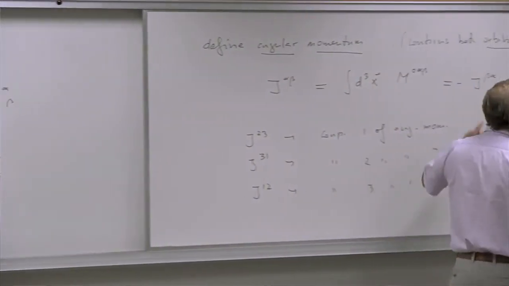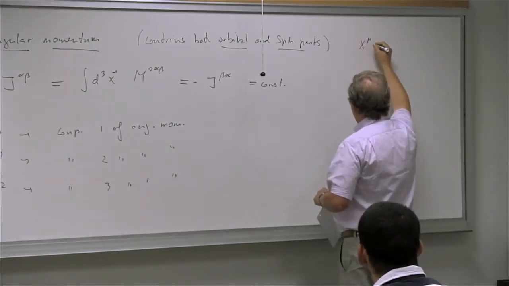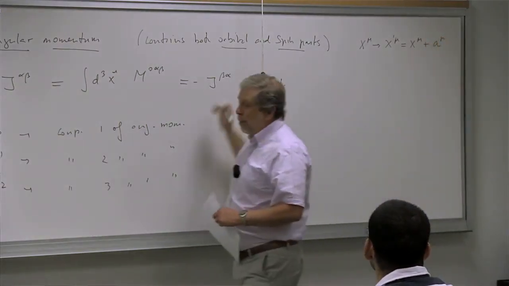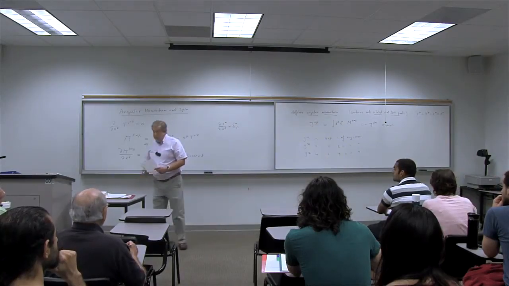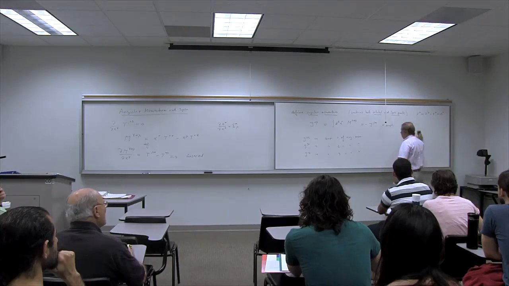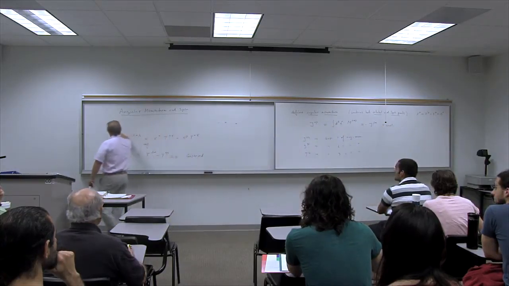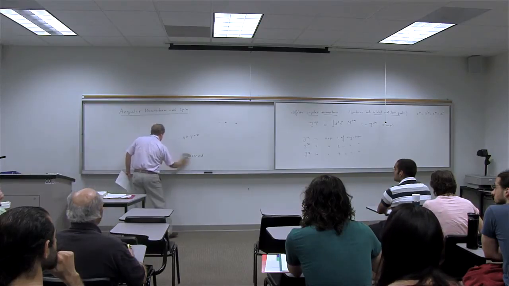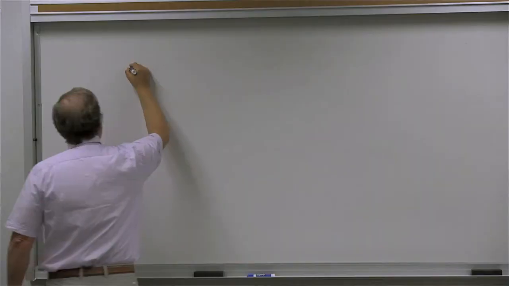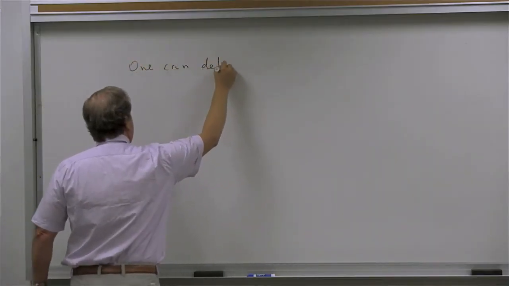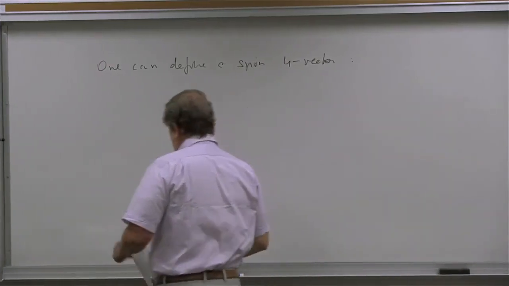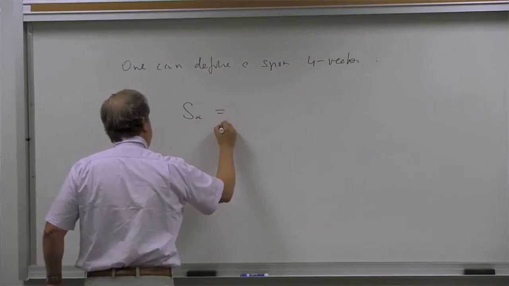So if you do a translation of the coordinate system, where x mu goes into x prime mu, which is x mu plus a mu, the orbital part changes. The spin part does not, and it was Pauli who suggested that you can define a spin 4 vector. I need a little bit more space, so let me do it over on this side. One can define a spin 4 vector, called S alpha.